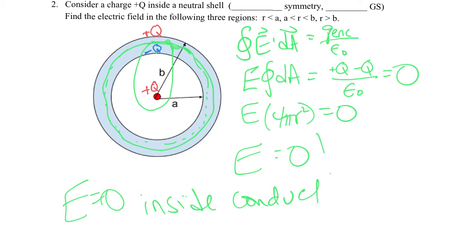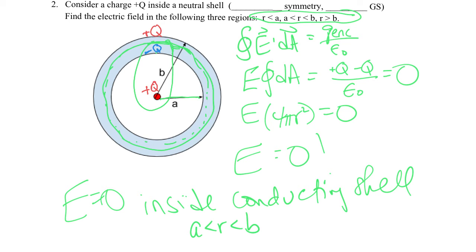So E equals 0 inside the conducting shell. That's the area A less than R less than B. In a lot of problems we're going to do this semester, we're going to talk about regions, like the electric field and the magnetic field in a given region. So R less than A is right there, R in between A and B is here, and R greater than B is going to be out here.